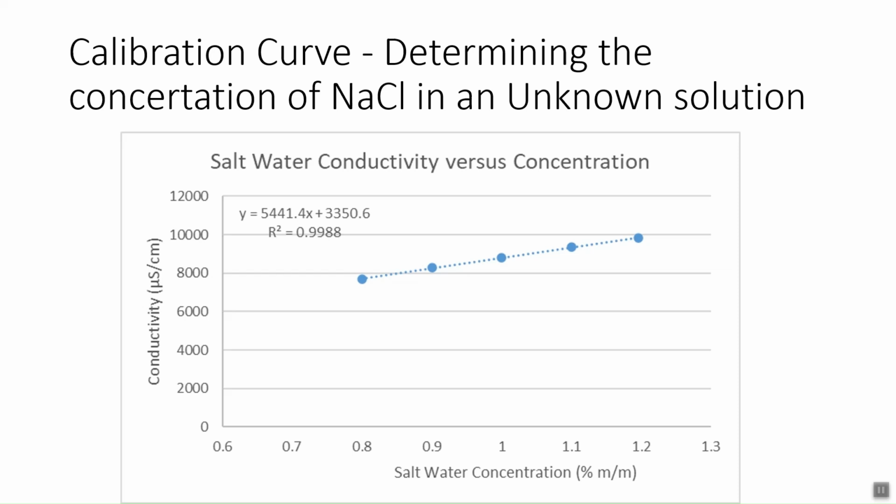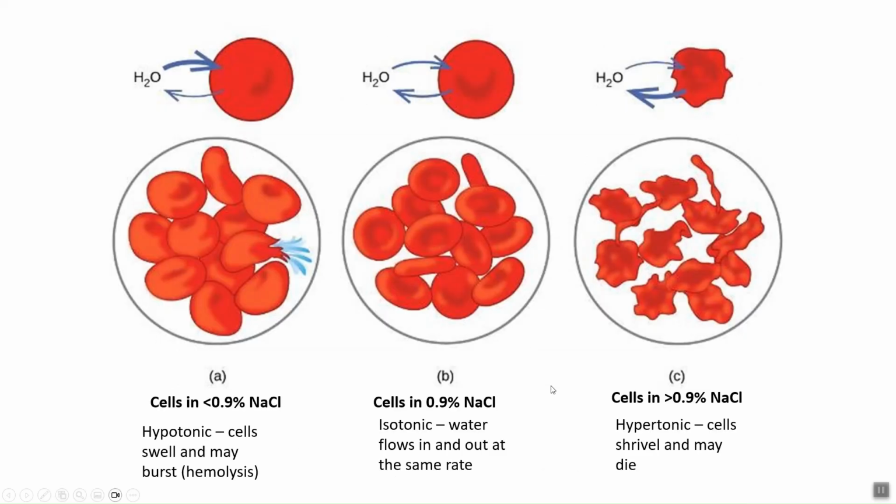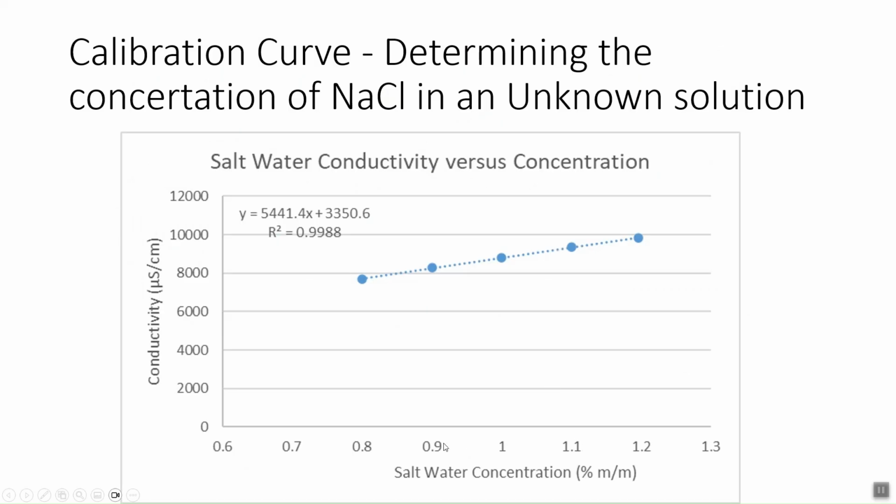Needless to say, if we're going to make a calibration curve of known mass percent solutions, we're going to need a 1.2, a 1.1, a 1, a 0.9, and a 0.8% solution. So in the next section, we'll talk about how we're actually going to make those solutions.